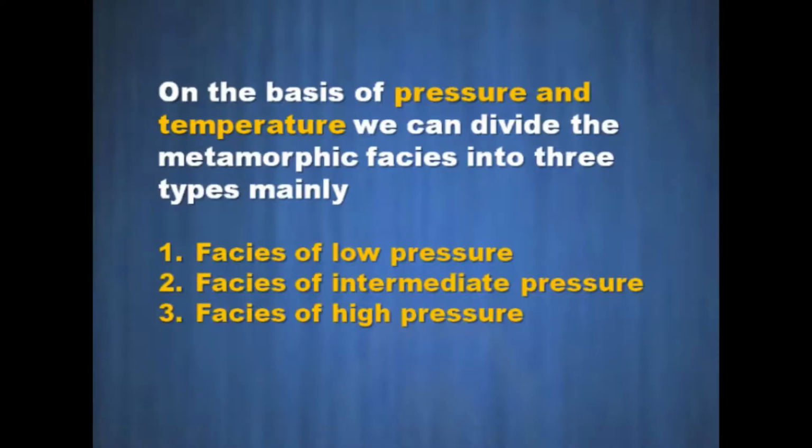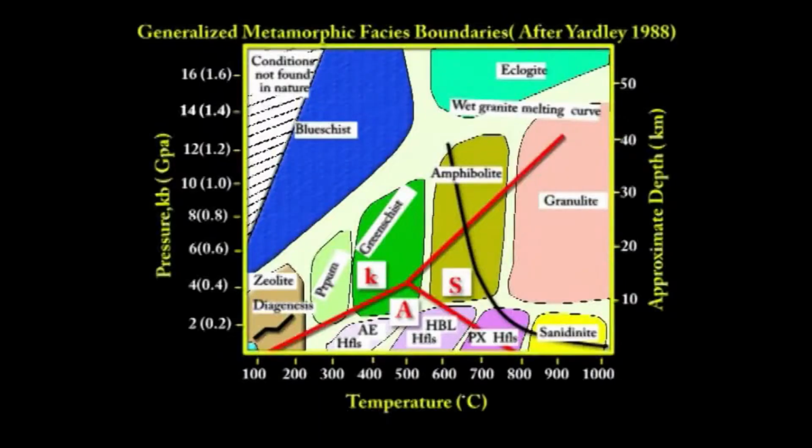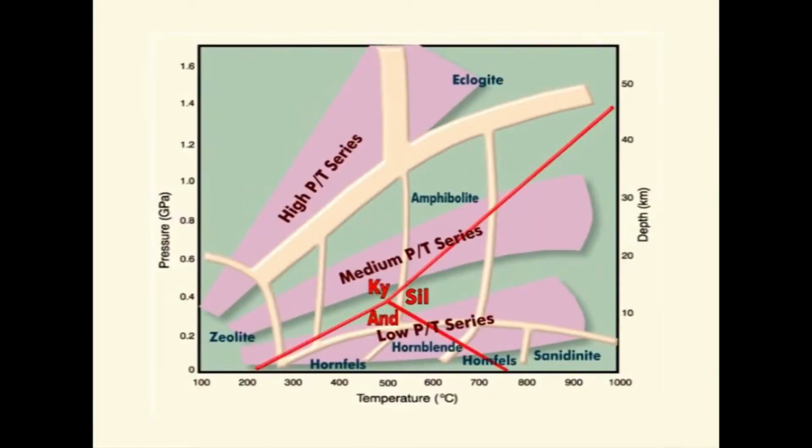Introduction. On the basis of pressure and temperature, we can divide the metamorphic facies into three types: facies of low pressure, facies of intermediate pressure and facies of high pressure. Miyashiro originally recognized three different facies series. First, a zeolite, prehnite, pumpellyite, blue schist, eclogite type.